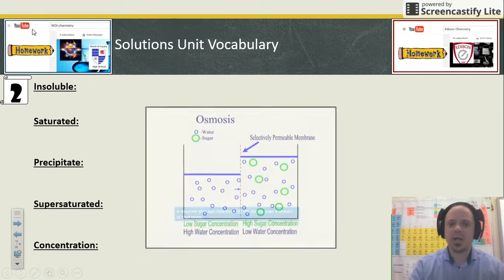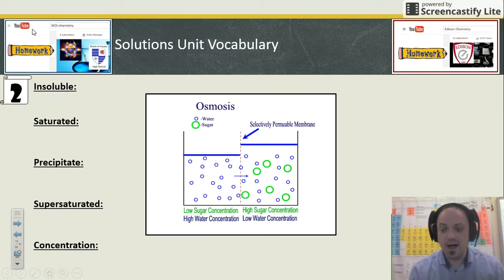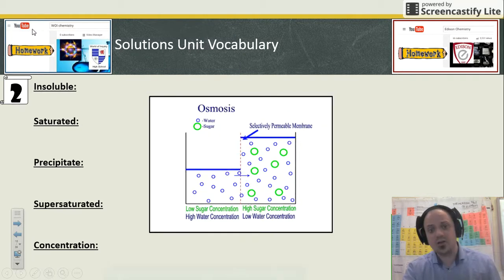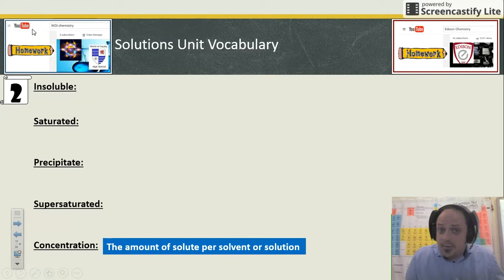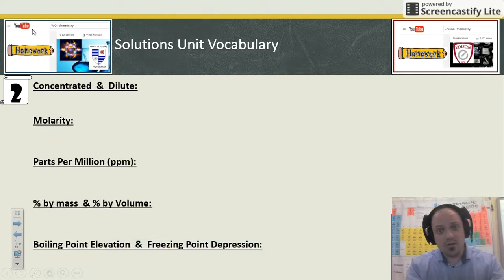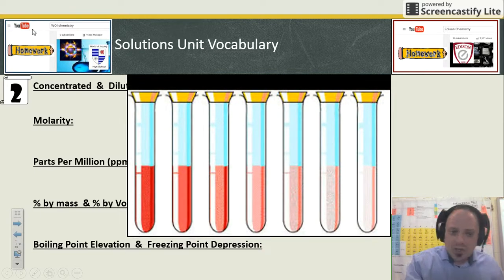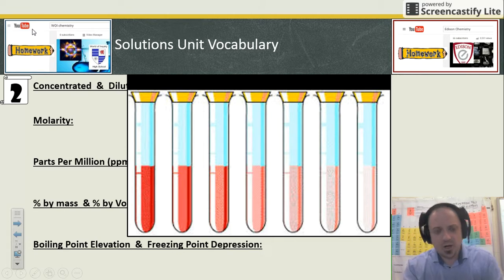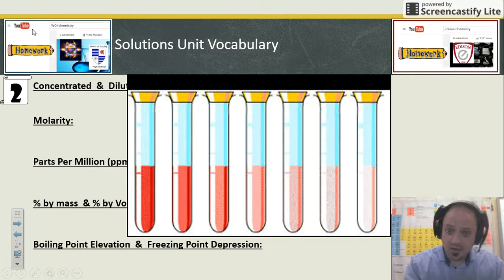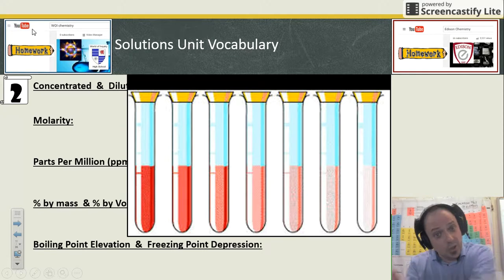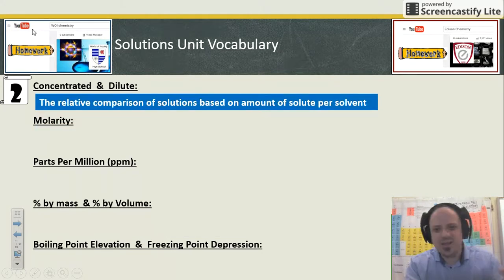Simple. Concentration. It's a measurement of how much solute is in your solvent. And that's it. There's many ways to measure concentration, and we're going to cover a few of them. Concentrated versus dilute, however, is something that we all kind of already understand. The more concentrated, the darker in this particular scenario, and the more dilute, the lighter in this particular image. So the most concentrated ones are here on the left, and the least concentrated, the most dilute, are on the right. It's a relative comparison of solutions based upon the amounts of solute in the solvent.